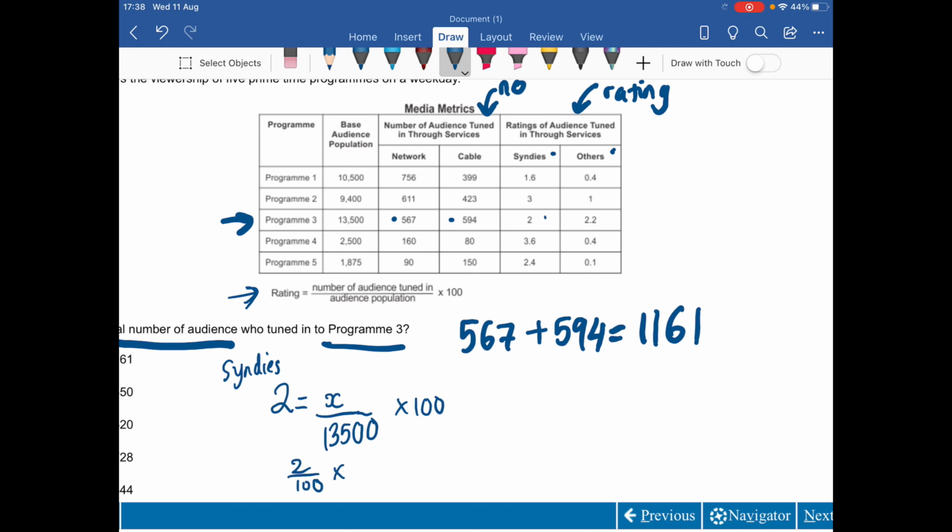So that would give you X. So that would give you this number over here. So what we would do for that is you just put that in your calculator. You get 270, and now I do the same thing again, but I do it with the others.